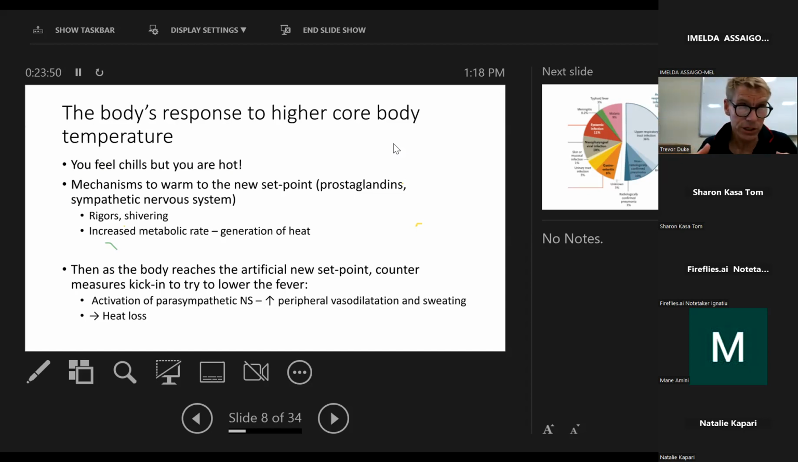When you see a child with an infection and they're getting a fever, it's because when they've got chills and rigors, their body is warming up. Right? It's going from 36 to 37 to 38 to 40 degrees because their body is telling them they've got a new set point. And that involves the sympathetic nervous system. So you get rigors and shivering, and you have an increased metabolic rate and generation of heat.